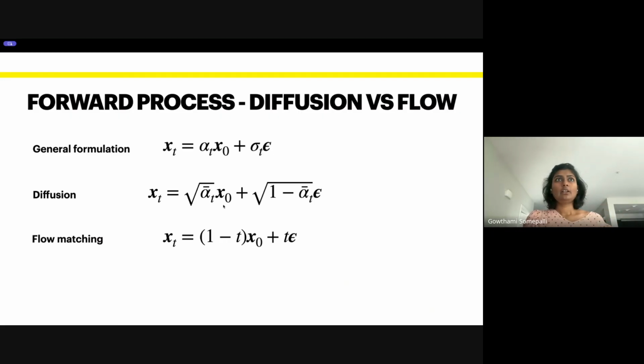Okay, in diffusion processes, this is defined using some complicated looking terms, but in flow matching, this gets simplified. So here, what is happening is we are just doing 1 minus t times x naught plus t times epsilon, where t is between 0 and 1. In the diffusion process, t is scaled between 0 and 1000, and in flow matching, it's scaled between 0 and 1. So that's the main distinction.